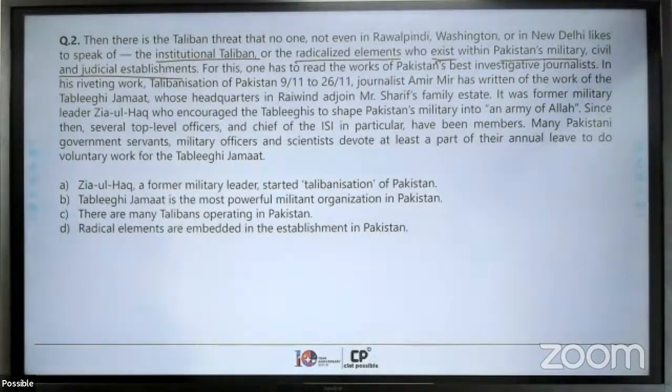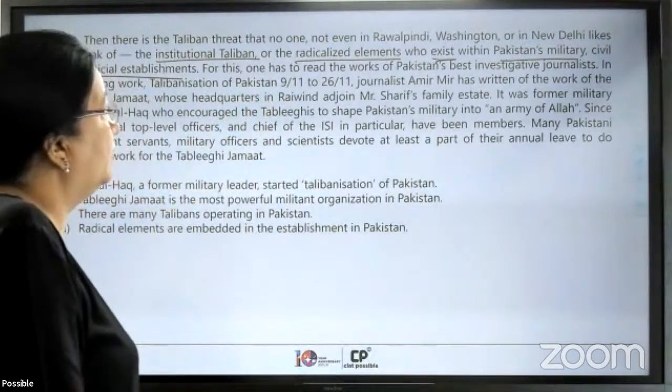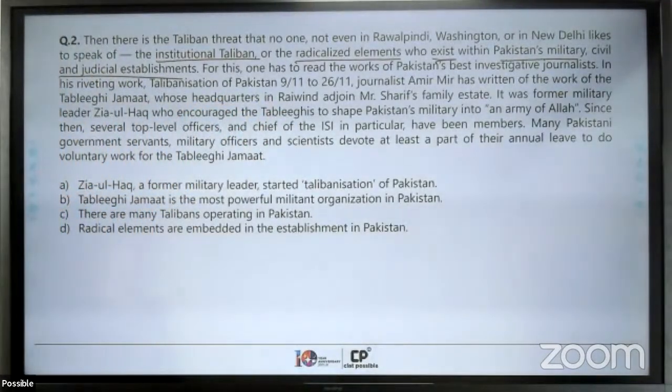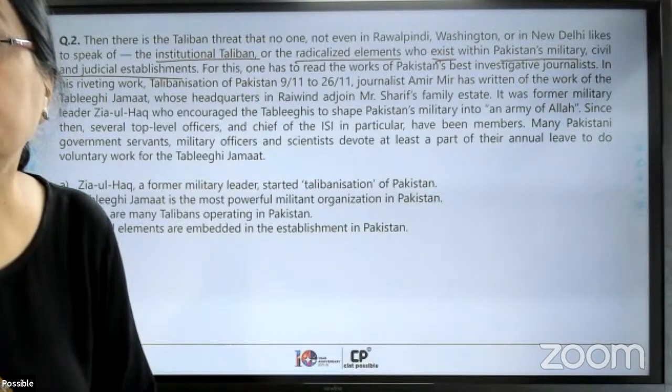Okay, this is right, I have done it right. What is the rest of the element below saying? They're all examples. Of what? These institutional Taliban are present in the military. Radicals are present in the army, the military, the civil and the judicial establishments. Now I'm reading all the examples. Talibanization of Pakistan, 9/11 to 26/11. Journalist Amir Mir has written of the work of Tablighi Jamaat, whose headquarters in Rawalpindi adjoin Mr. Sharif's family estate. It was former military leader Ziaul Haq who encouraged the Tablighis. Look, it is present in the Tablighis. Clear?